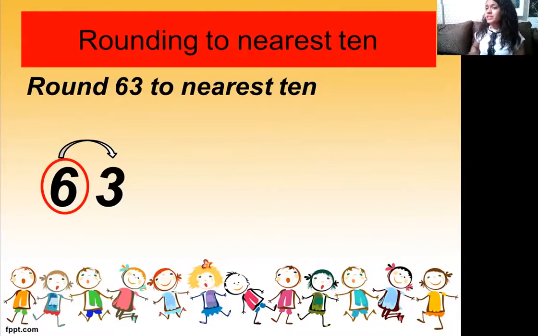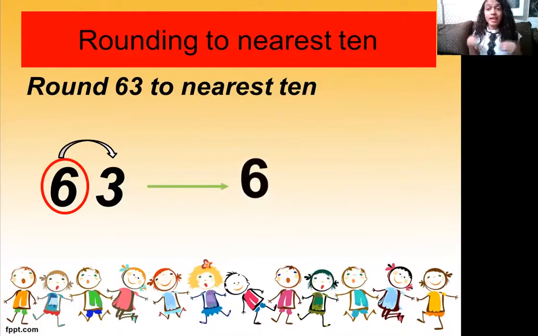So my neighbor is 3. Is it weak or strong, guys? Very good. I can hear you from here. It's weak. If my neighbor is weak, it will not do anything to the tens place. It will keep it as it is without any change. So will I change the 6? No, I will leave it as it is.